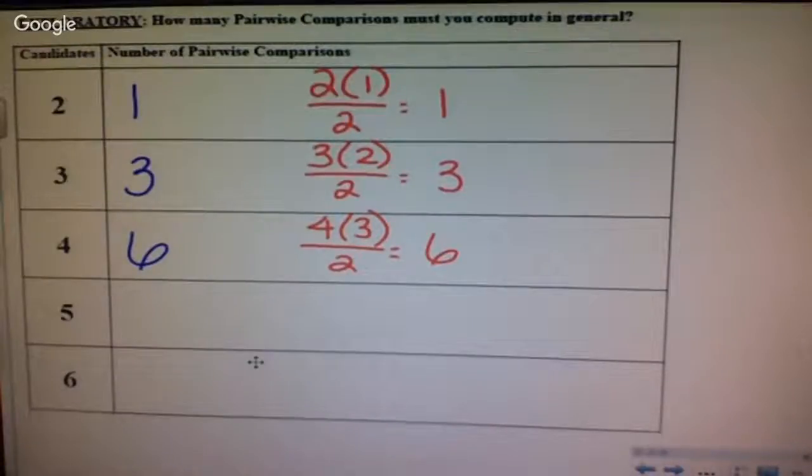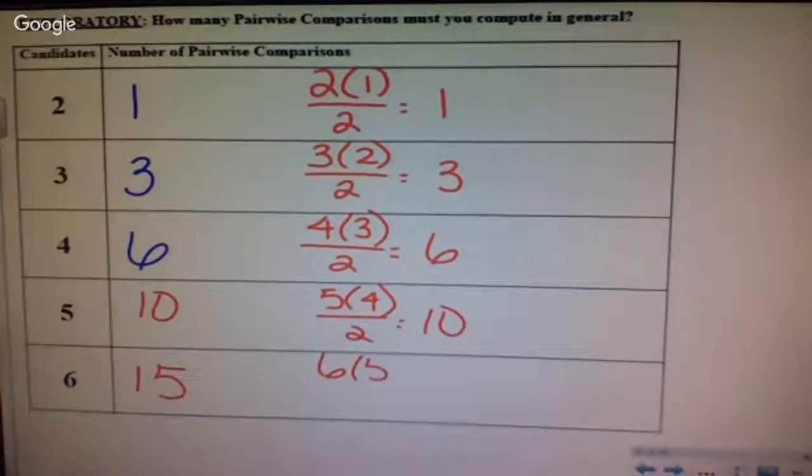Which means how many comparisons would we have for 5? Is it always going to be divided by 2? Always divided by 2. 10. You would do 5 times 4 divided by 2. So we've got 10 comparisons to do. And for 6 we've got 15. Again, 6 times 5 divided by 2. So there is always a way to figure out how many comparisons you need.